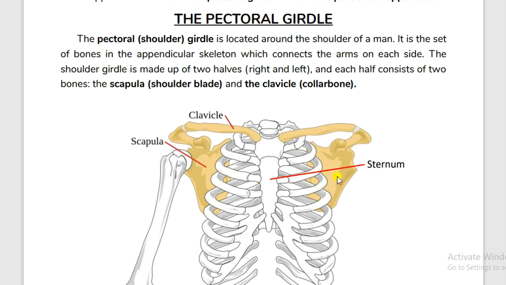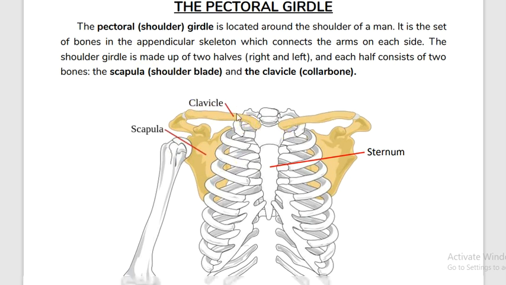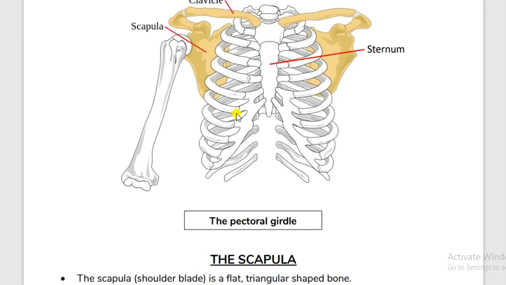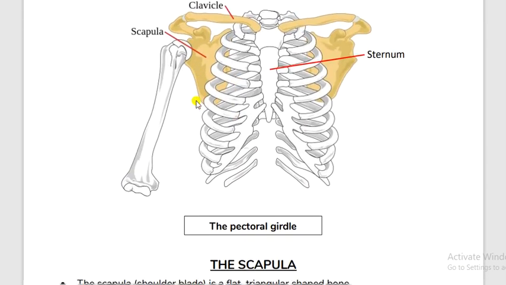This is the pectoral girdle here. It connects the arms on each side here. And the shoulder girdle is made up of two halves, which is the right half here and the left half here. And each half consists of two bones, which is the scapula, also known as the shoulder blade, and then we have the clavicle, known as the collarbone. So this is the pectoral girdle.